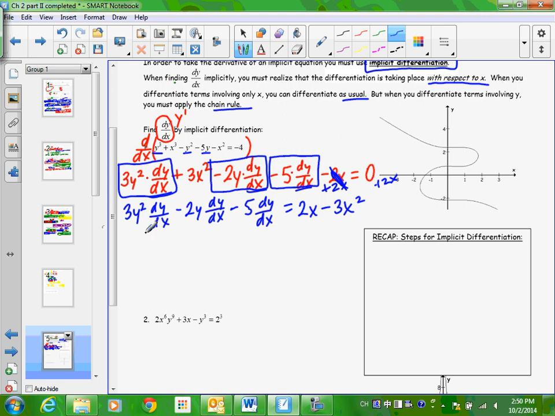Okay, so I'm one step closer to getting the dy over dx by itself. I still have it in three places, though. How can I condense these three dy over dx's into just one? What could I do algebraically? Factor, exactly. So if you're like, I couldn't have thought of that, that's okay. Now you know. If you have three dy over dx's, then you can factor out dy over dx, and what's left in parentheses are these three items. So 3y squared minus 2y minus 5. And the right side, nothing happened to that.